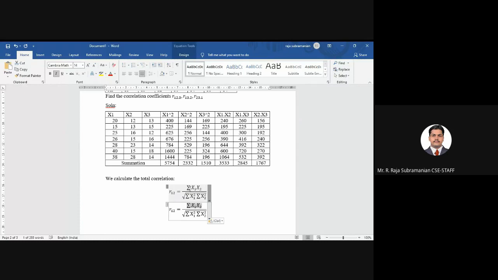And what is summation x1 squared? Summation x1 squared is here 5754, into summation x2 squared, which is actually 2322. So we want to calculate the value of this. This will be equal to 3533 divided by, again we want to go with this. So we will multiply this.